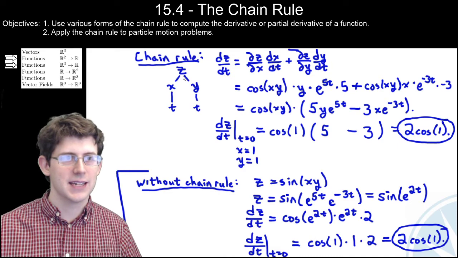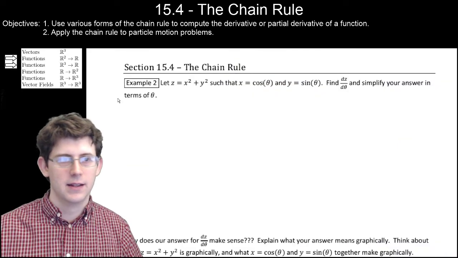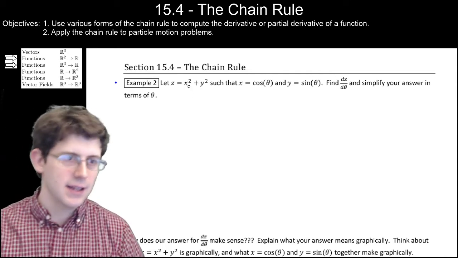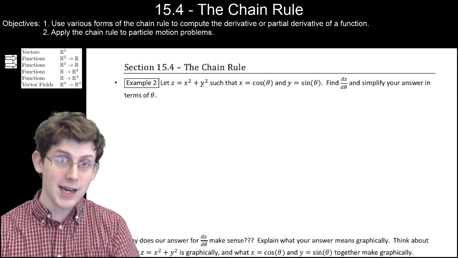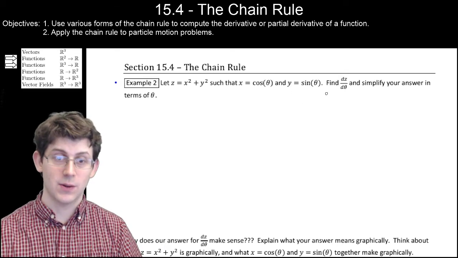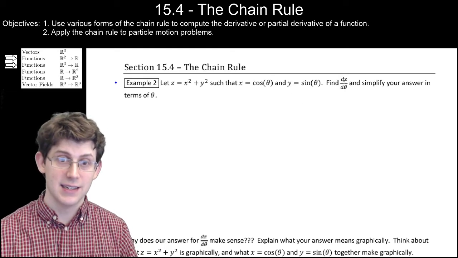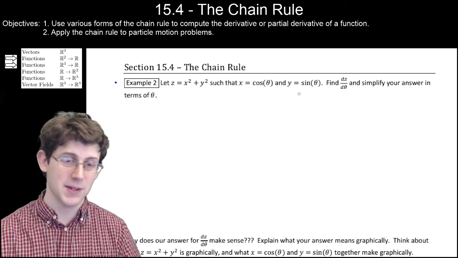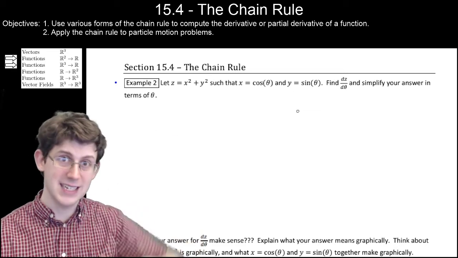Okay, let's look at some more. So in this example, I've got z in terms of x and y, but I have x and y in terms of some other variable. And the question is asking to find dz d theta, the derivative of z with respect to this variable that's like two layers deep.